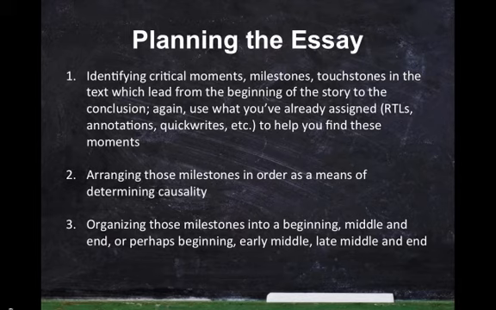Then you want to arrange those milestones in order, and this will show the causality of each event on the next event. How is this causing a change? And then finally, organizing those milestones into a beginning, middle, and end. You'll group them. You could also think of a beginning, early middle, late middle, and then an end. This essay generally is a 5-paragraph essay, but with all good writing, you take as many paragraphs as you need to say what you need to say. So I'm not constricting you to the 5 paragraphs, but you can use that as a general rule of thumb.